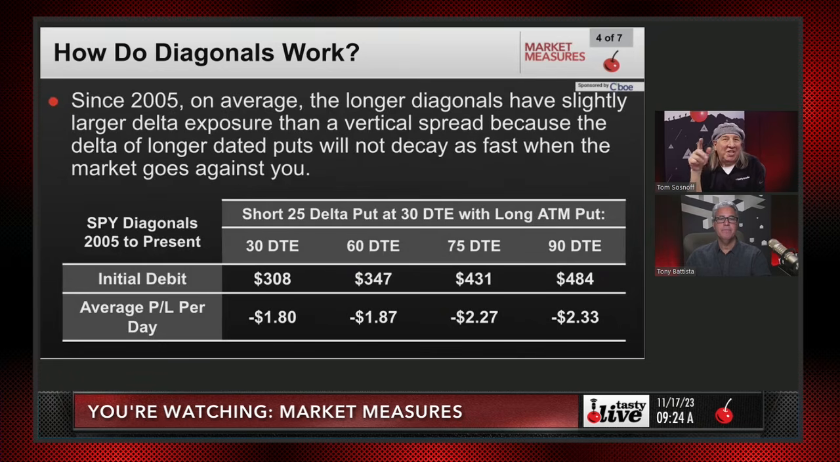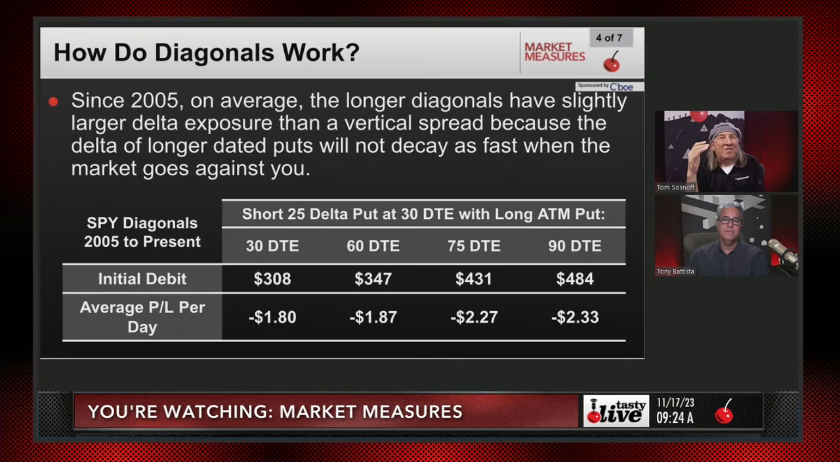With this particular position where you're short the 25 delta put and long the at the money put. Now remember, this is from 2005 to 2023, which is a bull market. That's why we picked this, because it's a bearish position in a bull market. Okay, with a good setup of low implied volatility, which you want in a diagonal. Yes, it's a bearish position in a bull market.